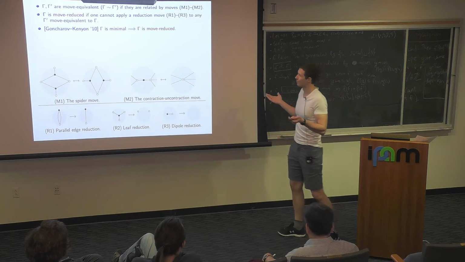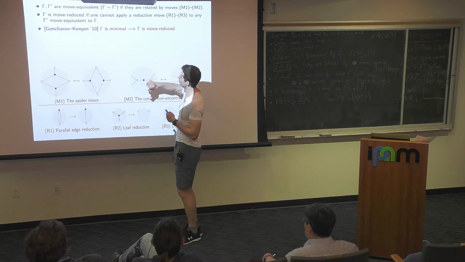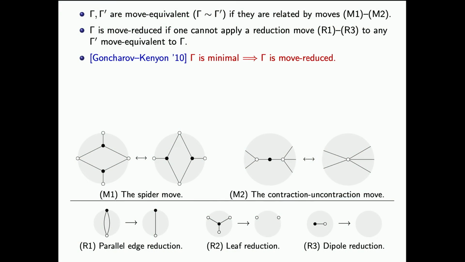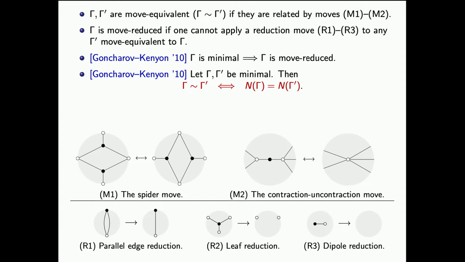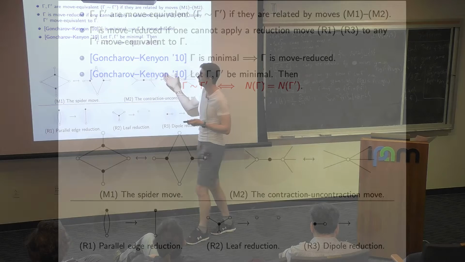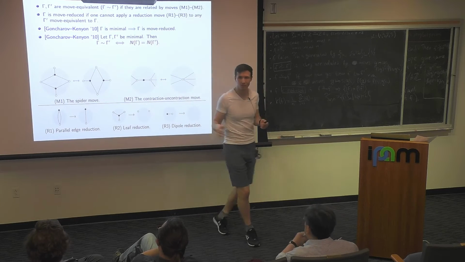And so what happens on the torus? On the torus, Goncharov and Kenyon proved that if your graph is minimal, right? Remember, minimal means that the number of faces is twice the area. Then it is move reduced. And moreover, any two minimal graphs are move equivalent if and only if they have the same Newton polygon. So it's a complete invariant under these moves for minimal graphs. And so minimal graphs are very nice. Goncharov and Kenyon define these cluster integrable systems. So if you care about integrability, then minimal graphs are your friend.